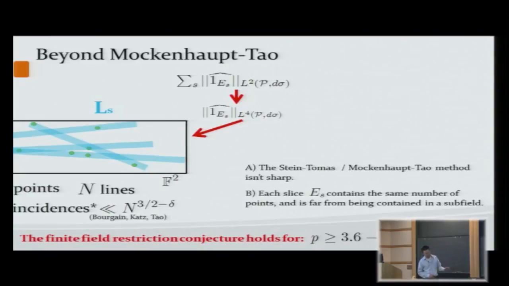And if you assume everything that possibly could be true about incidence geometry, you actually get down to 3.5. Mockenhaupt and Tao got 3.6. Using this incidence theory, you can get to 3.6 minus delta. But if you assumed much more about incidence geometry than we can prove but could possibly be true, you get down to 3.5. So we're still quite far from 3, which is the conjecture.